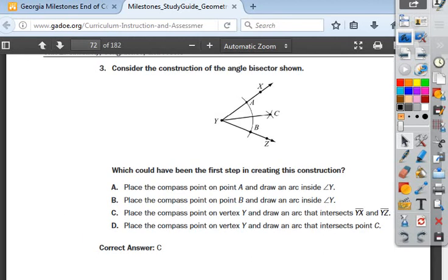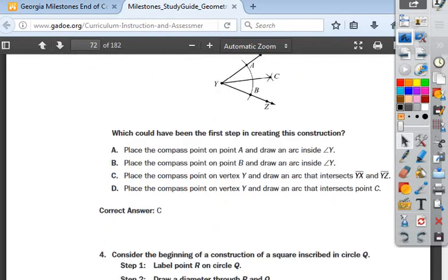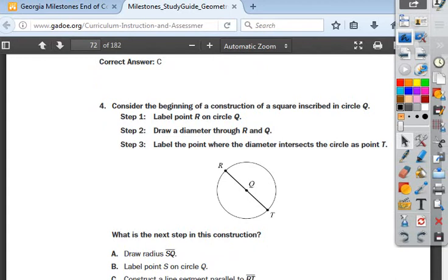Again, on the construction stuff, you just got to watch those videos. The first step on bisecting an angle would be to put your point at Y and draw the arc going across. Same deal, just we got to remember the steps.